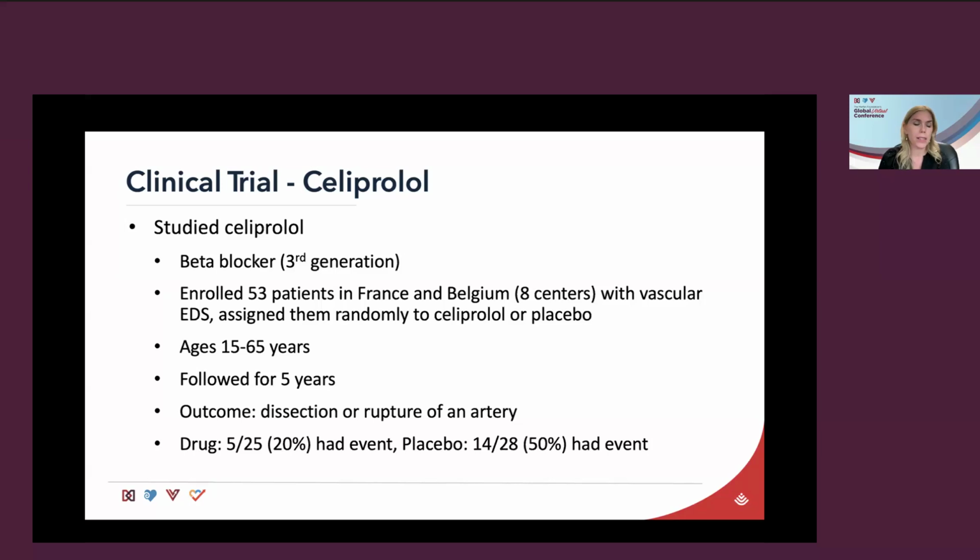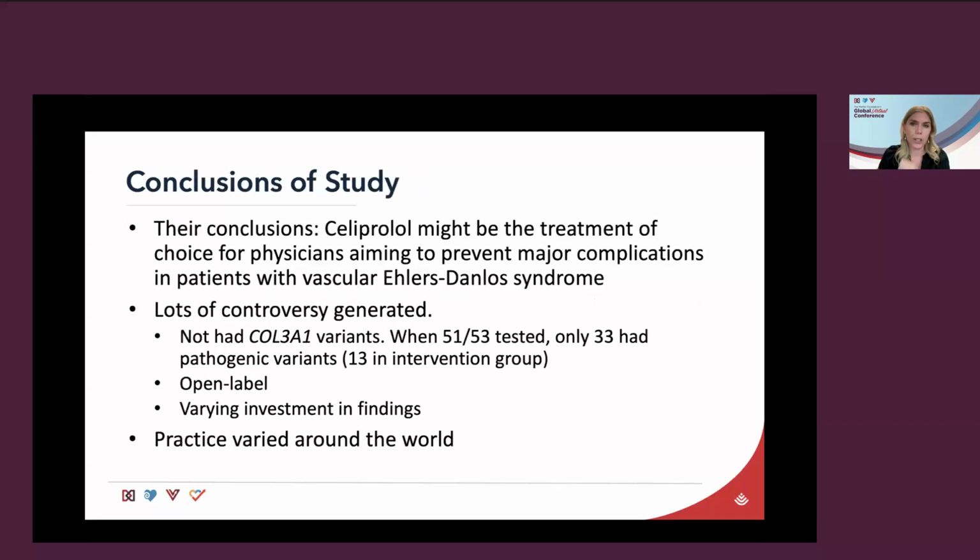So this was looked at and they said, oh my gosh, this is such a big difference. Celiprolol is absolutely working. We're going to stop the study early. This is amazing. And it was really hailed as a huge success that celiprolol seemed to work so well. There have been a few limitations of this study, however. They concluded celiprolol should be the treatment of choice for physicians to prevent major complications, but a lot of controversy came out once it was published.